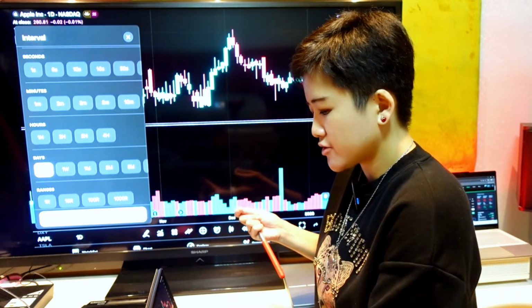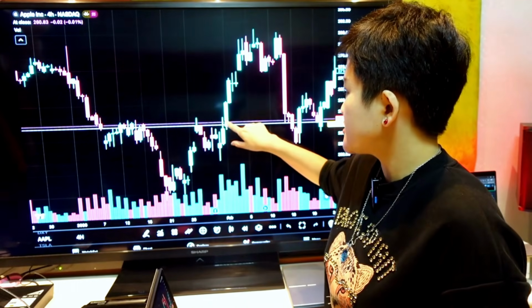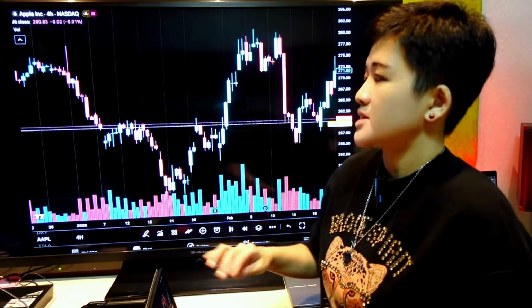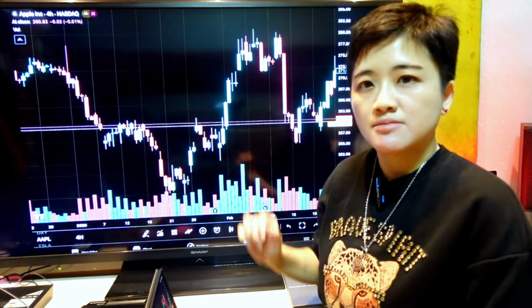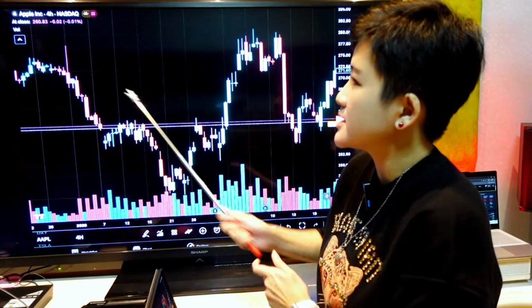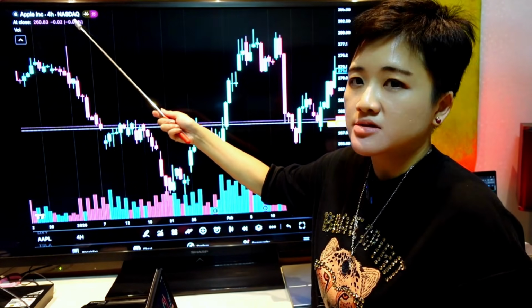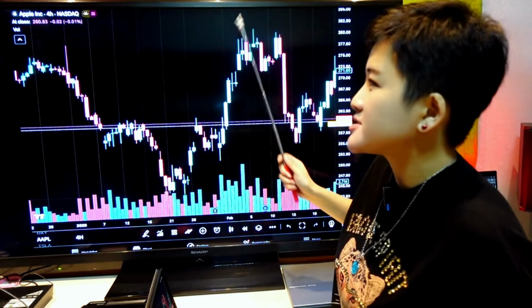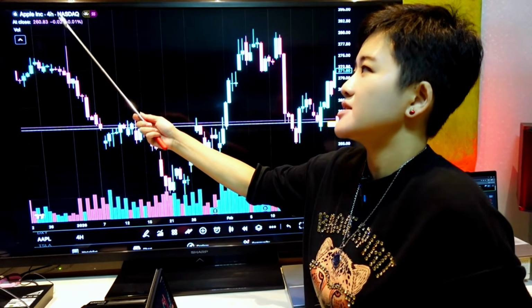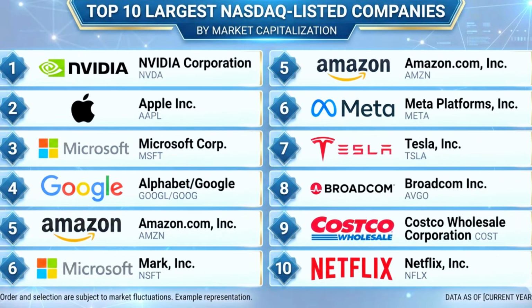So if you go to H4, you can see over here each candle takes 4 hours to form. 4 hours, 4 hours, 4 hours. Okay, understand? The next thing that you see over here is the exchange. It says Apple, we are in a 4-hour chart, and Apple is listed on NASDAQ. NASDAQ is a stock exchange which comprises mostly tech stocks.